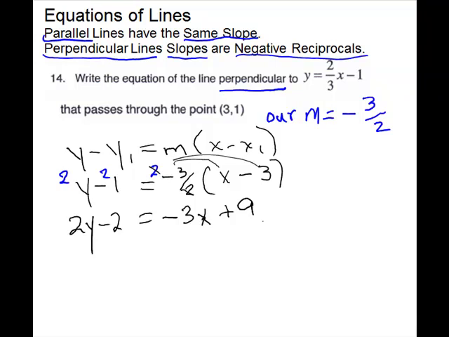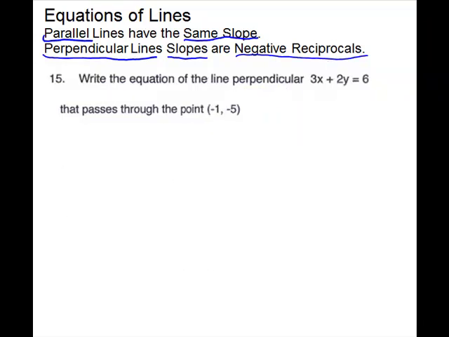Then we can go to standard form. So I'm going to get the x on the other side, so I'll add 3x. I'm going to keep my y. And I'm going to get this 2 off, so I will add a 2 to both sides. And 9 plus 2 is 11. This is standard form.